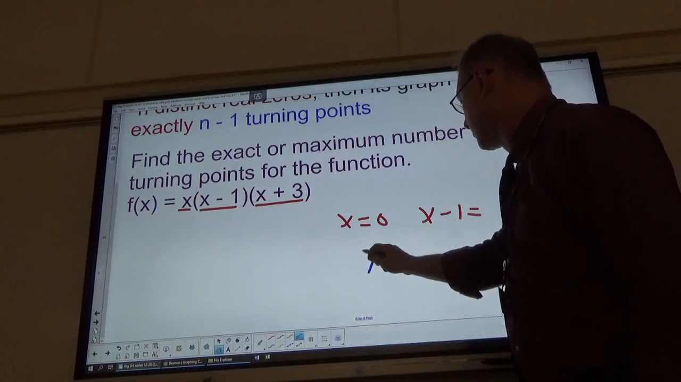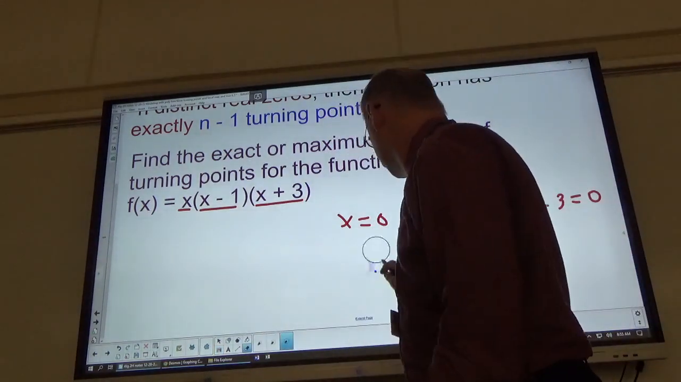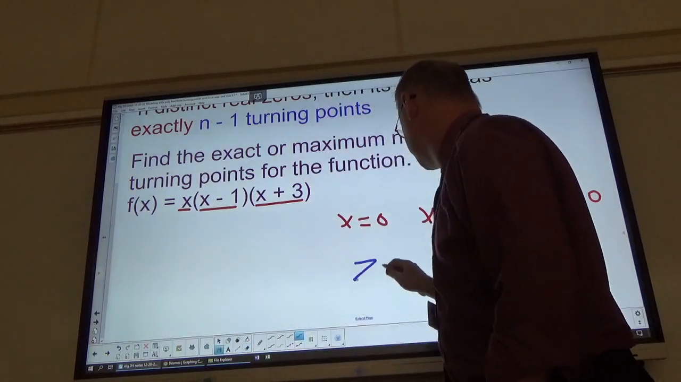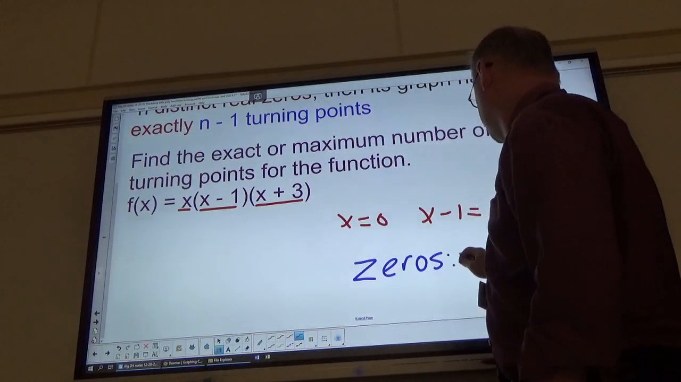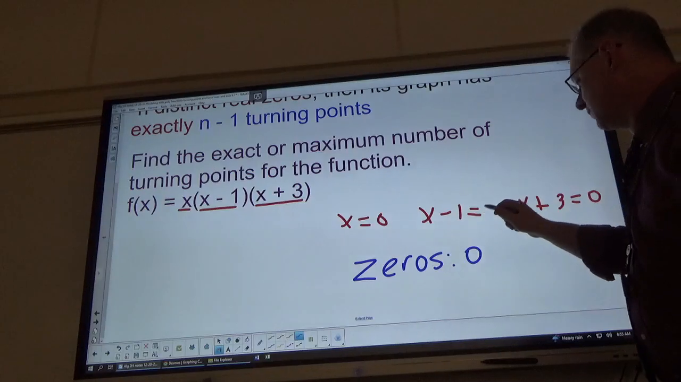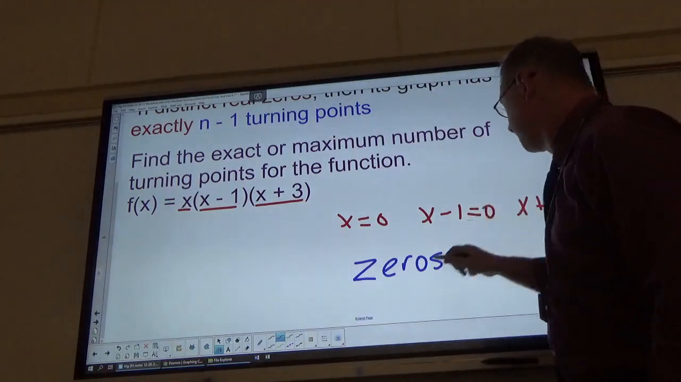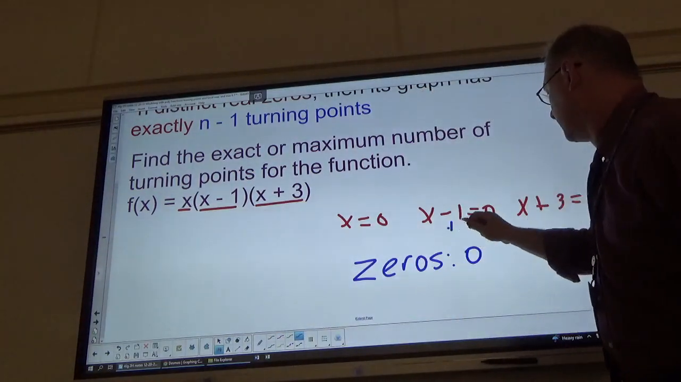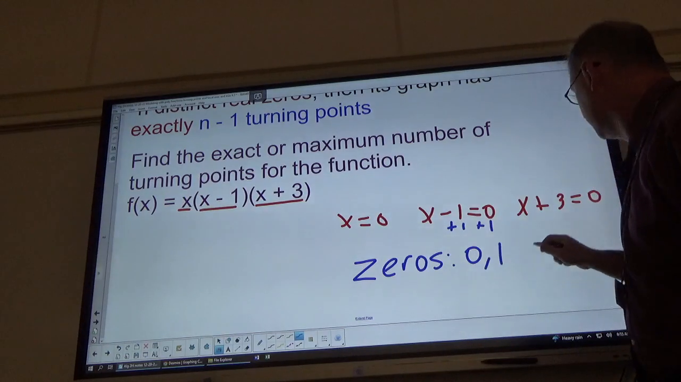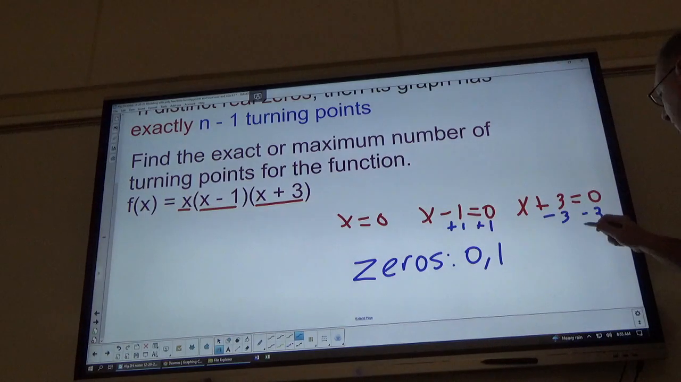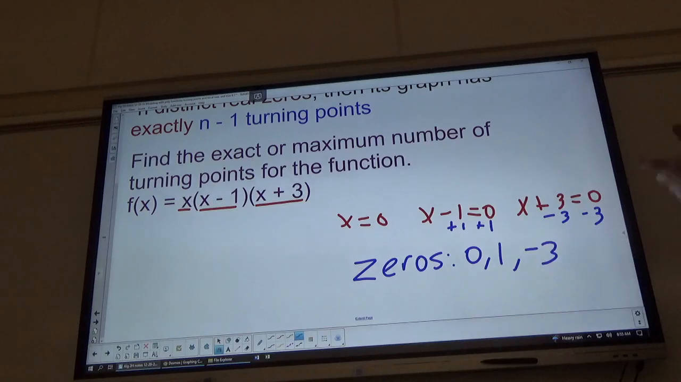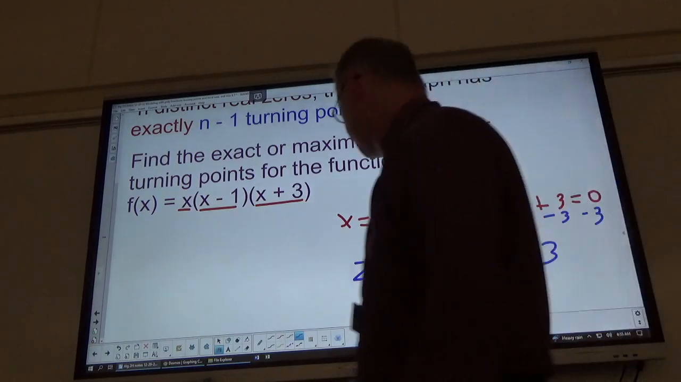The zeros here are 0. Oh, I forgot a 0. Add 1, 1, subtract 3, negative 3. Those are the 3 zeros in this problem.